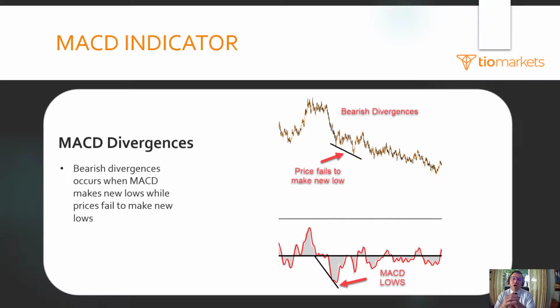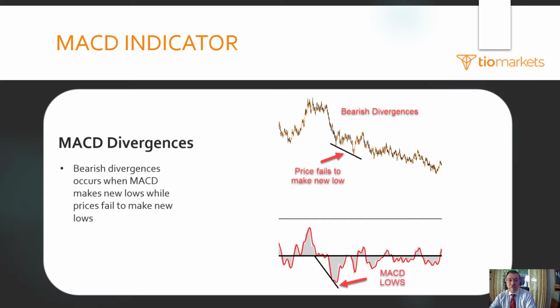And for the last slide on MACD divergences, we're going to look at the opposite of a bullish divergence, which is a bearish divergence. Bearish divergences occur when the MACD makes new lows while prices fail to make new lows. So here again, it's the opposite of what we've seen on the bullish divergence. You have price failing to make new lows because you've got one, two, and then you get a move up, and then a continuation of the downtrend, and you've got the MACD at new lows.